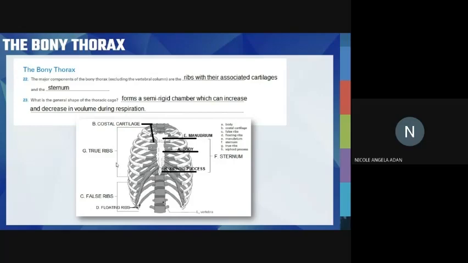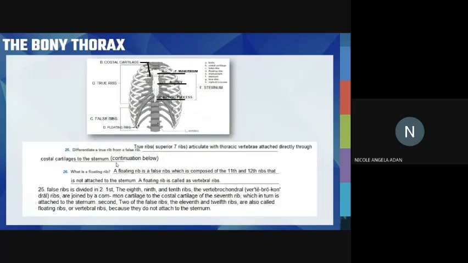Number 24, the landmarks of the bony thorax. First is the costal cartilage. Next are the true ribs, false ribs, the floating ribs, and the parts of the sternum, which are the manubrium, body, and xiphoid process. Number 25. Differentiate a true rib from a false rib.